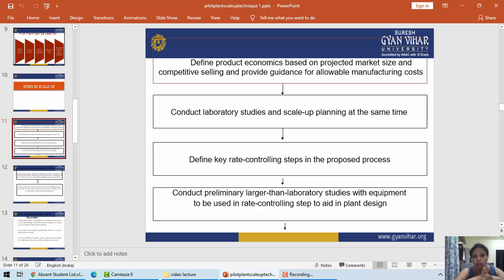Now define key rate controlling steps in the proposed process. So you have to define the rate controlling steps in the proposed process, as we have discussed. Either it is solubility, for example in case of liquid dose form, solubility may be a rate controlling step. In solid dose form, maybe compression, in case of tablet, is the rate controlling step. So any type of rate controlling steps you can identify or you can use.